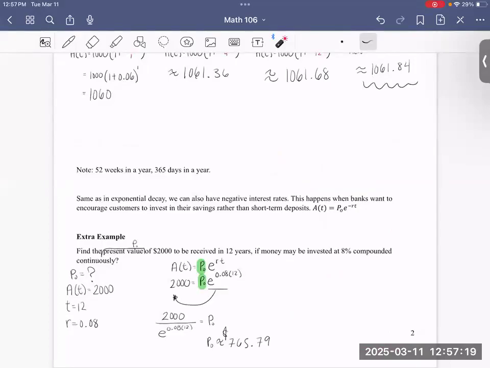All right. And last thing, if we are talking about some sort of exponential decay, that is just as far as your interest rate goes. It is just going to be using a negative interest rate. This happens when banks want to encourage customers to invest in their savings rather than any sort of short term deposit. So it is possible to have negative, excuse me, interest rates.